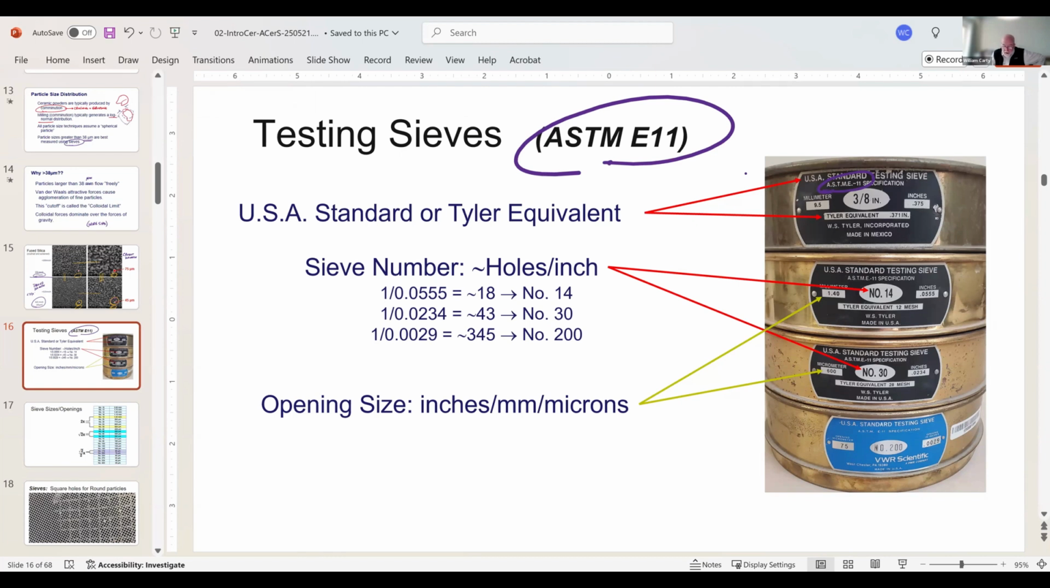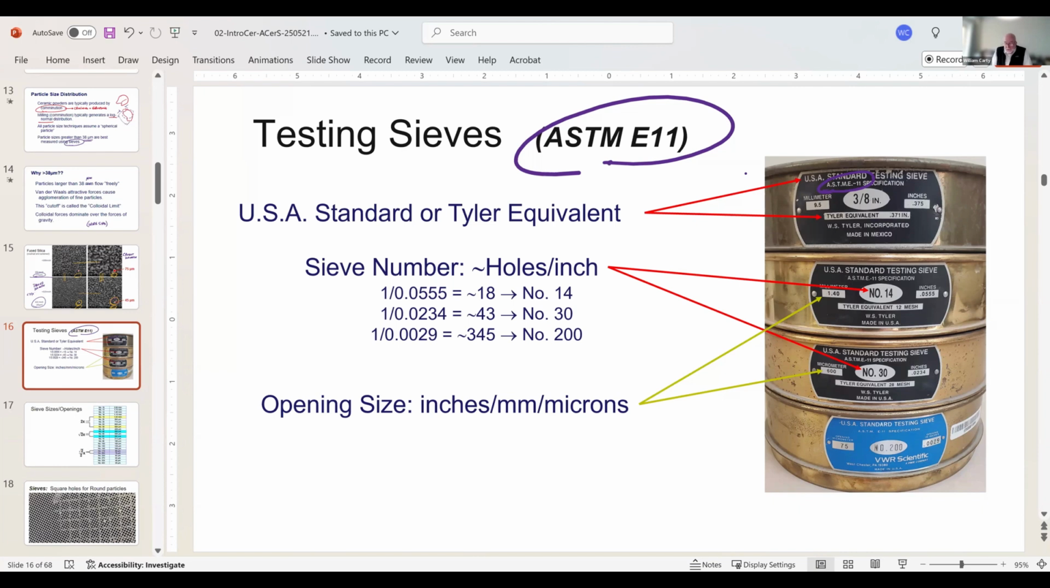So W.S. Tyler, I think, invented sieves. I may have that wrong. But they came out with standard sieve sizes that were then eventually adopted as a U.S. standard. There are standard sieve sizes for many different organizations in the world. ISO has one. There's a European standard. There's a U.S. standard. Other standards in other places.